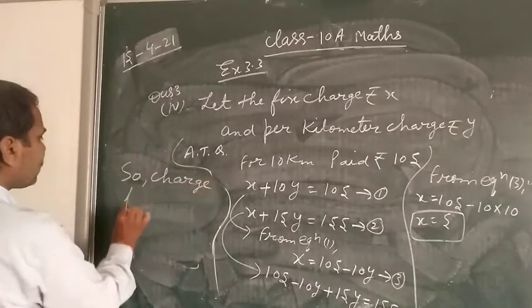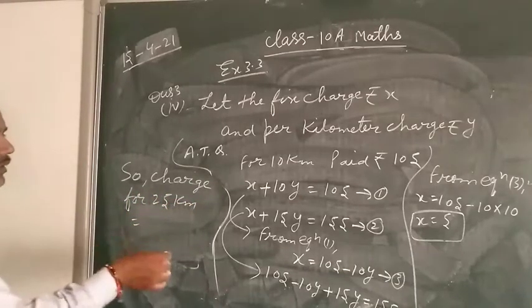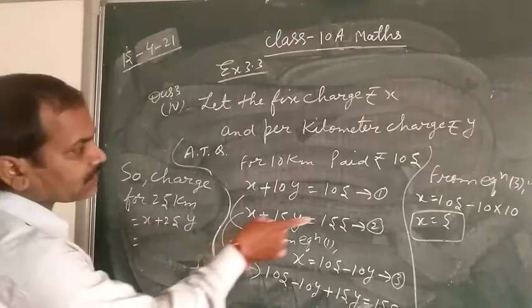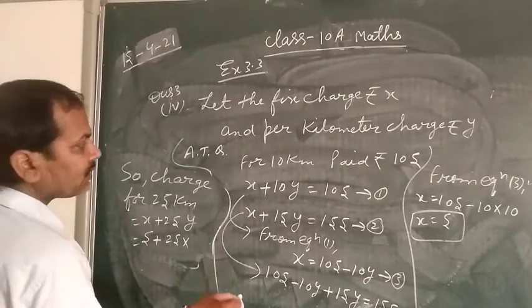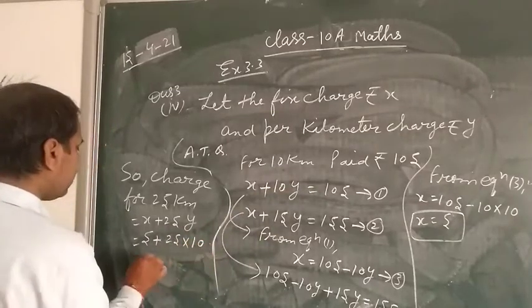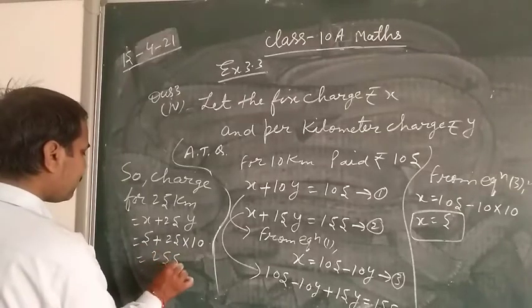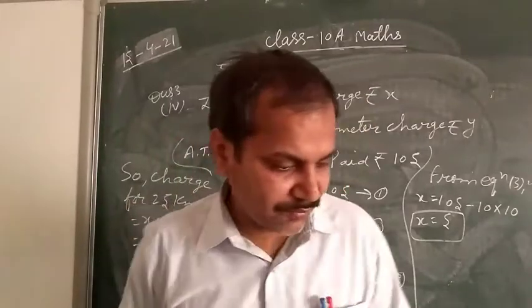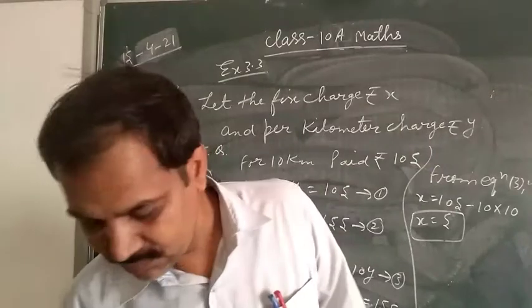For 25 kilometers, what will be the charge? x plus 25y. So x is 5 plus 25 into y, y is 10. So for 25 kilometers, 250 plus 5 is 255. Rupees 255. Then parts 5 and 6.